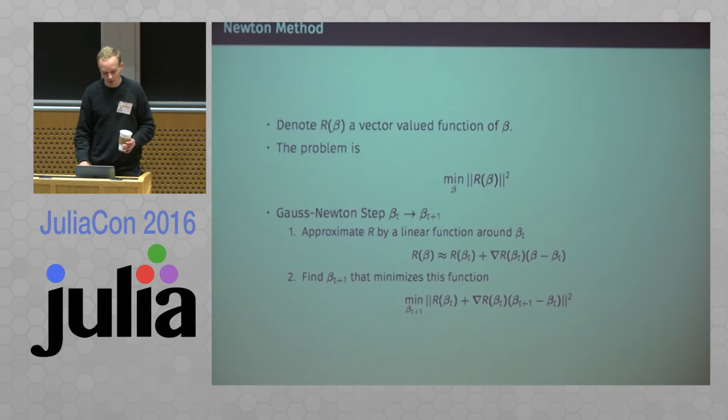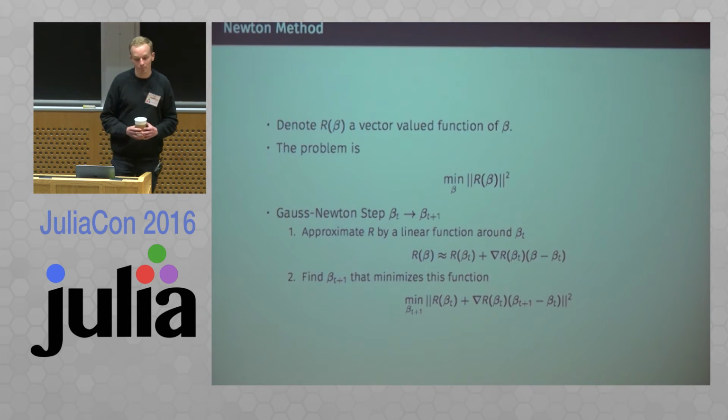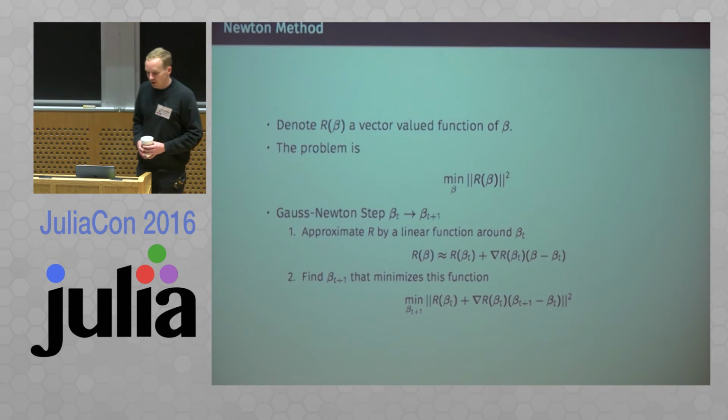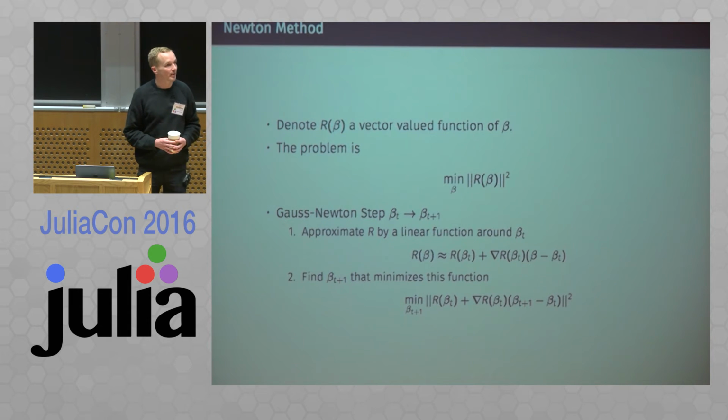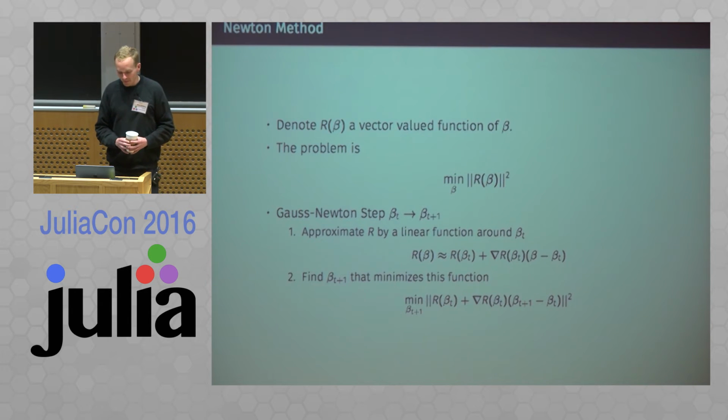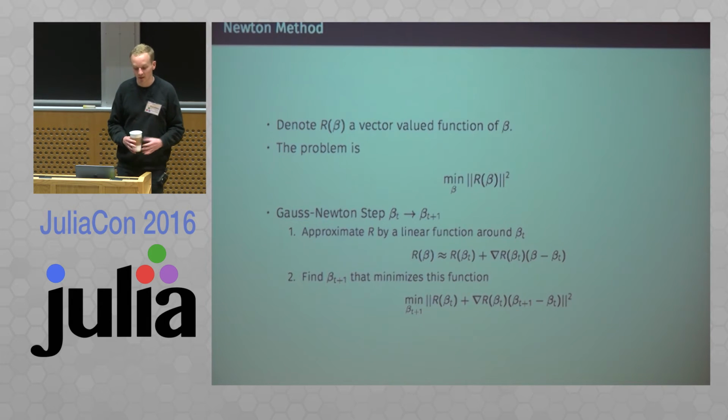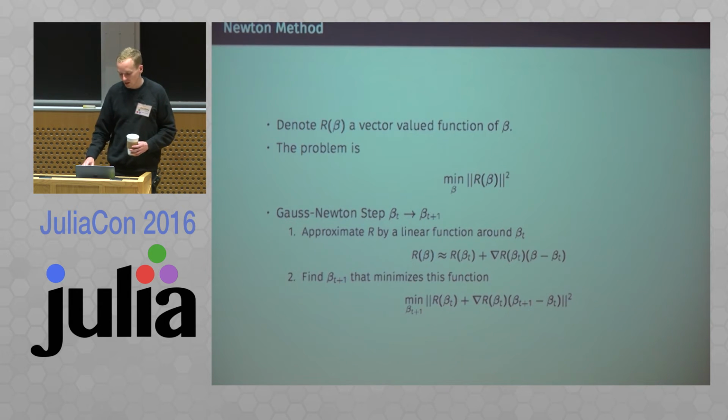Okay, I'll talk a little bit about sparse nonlinear systems. So here, instead of doing linear least squares, we want to solve a nonlinear least squares problem. And the very simple idea is just to approximate the nonlinear function by a linear function around a given point. Then you find the betas that minimize this function, and then you update. So this is like the Gauss-Newton step.